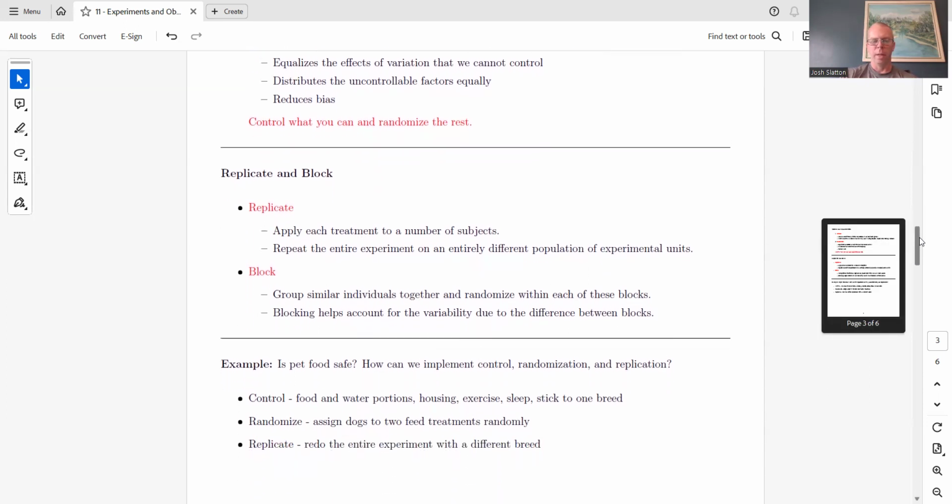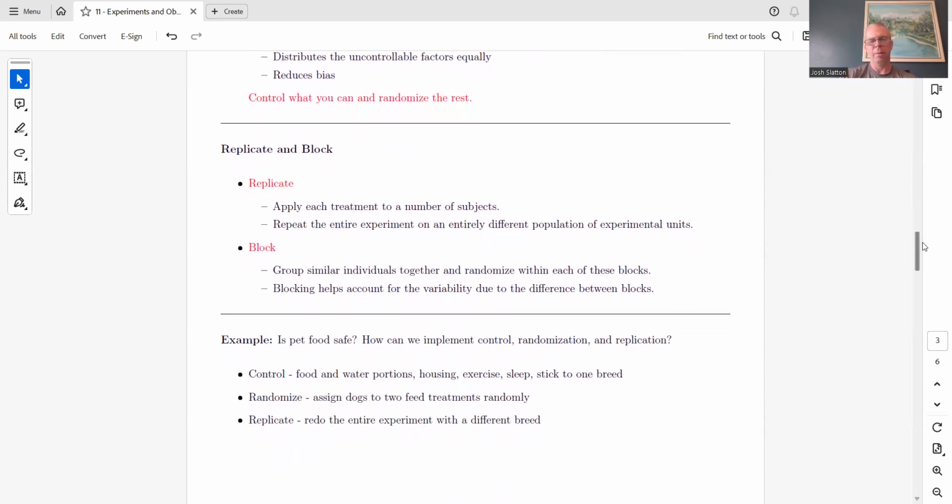So for example, is pet food safe? How can we implement control, randomization, and replication? Control: food and water proportions, housing, exercise, sleep, stick to one breed. Randomize: assign dogs to 2 feed treatments randomly. And then replicate: redo the entire experiment with a different breed.